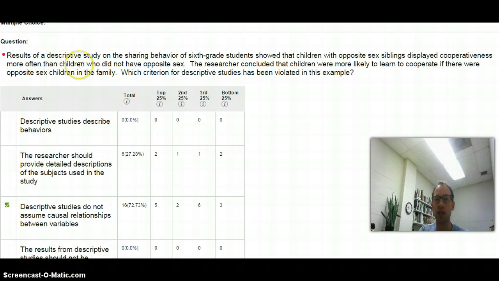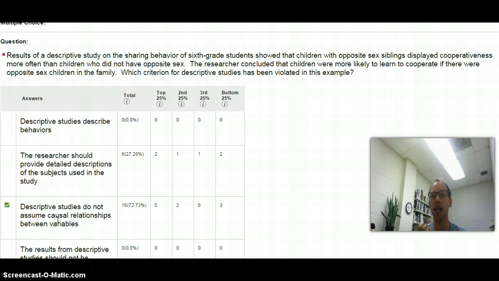Okay, results of a descriptive study. So this gets at that correlation versus causation idea that I talked about in, I think, a couple videos. With a descriptive study, it's very difficult to show that something causes something else, and certainly a descriptive study doesn't do it. In fact, most research studies cannot show causality.